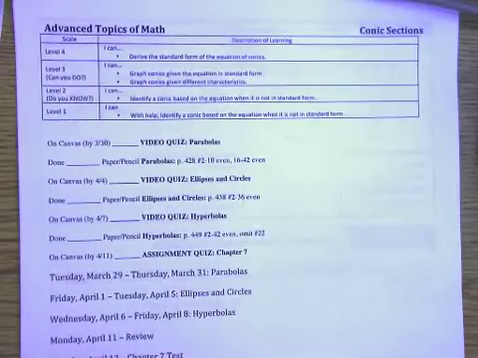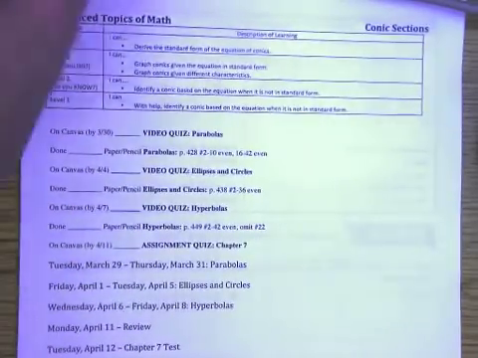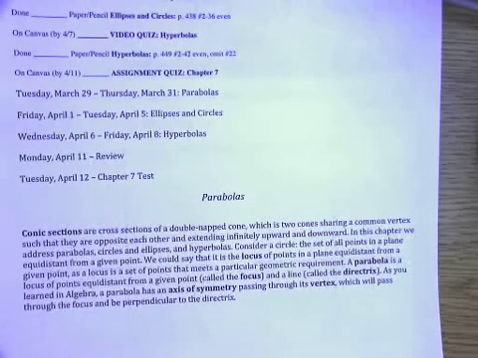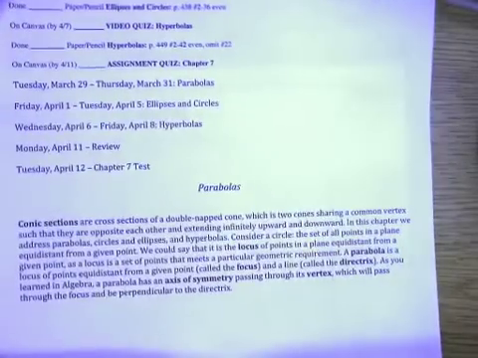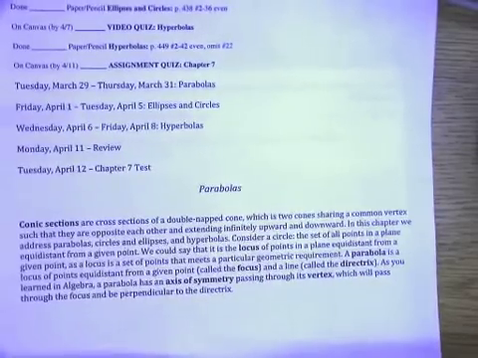In Chapter 7, we're exploring conic sections. And if you didn't know what conic sections are, they're cross-sections of a double-napped cone. Now, if you don't know what a double-napped cone looks like, it's two cones sitting on top of each other, point to point. Visually, this is what I'm referring to.